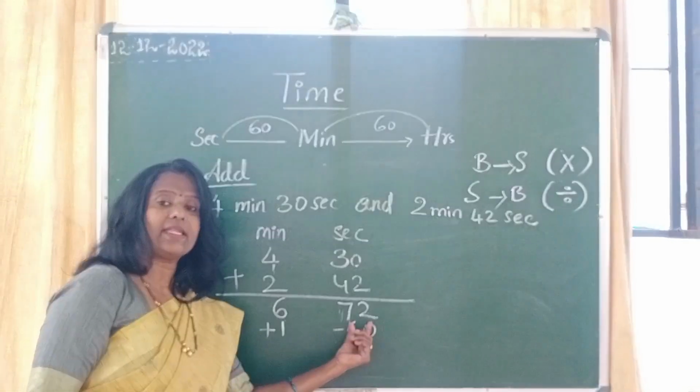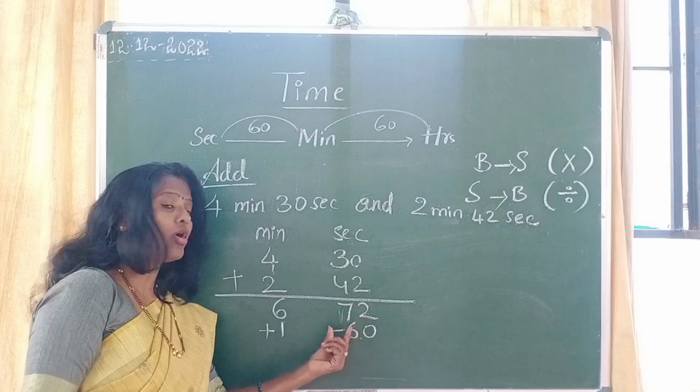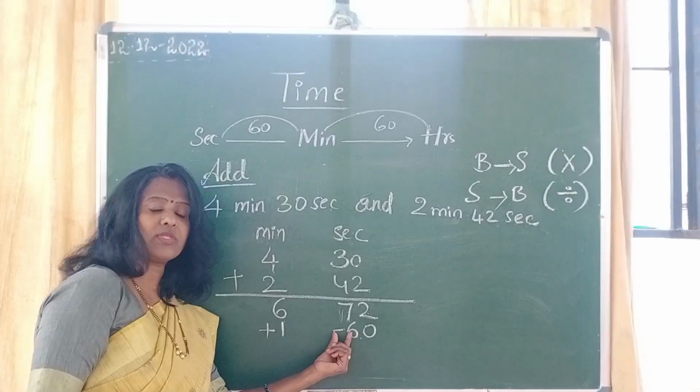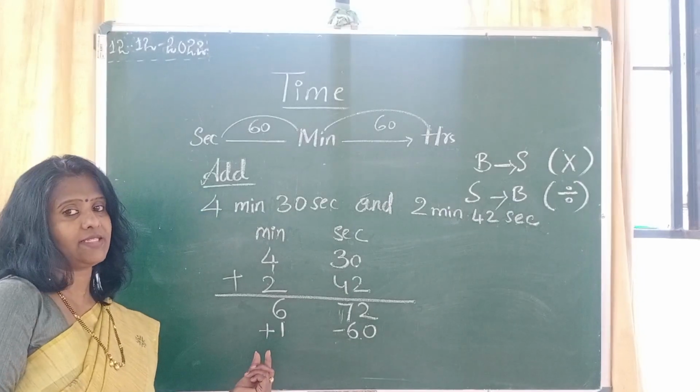If it is greater than 60 or equal to 60, then what do you have to do? Here you have to subtract 60 and here you have to add 1.